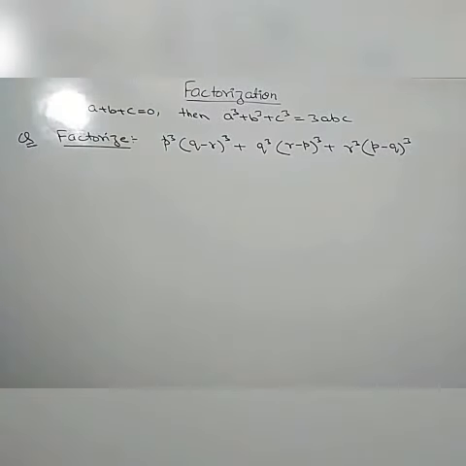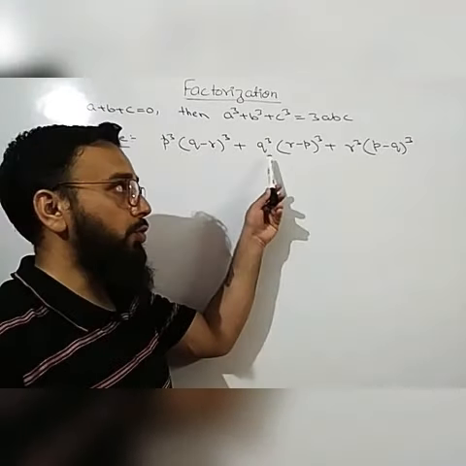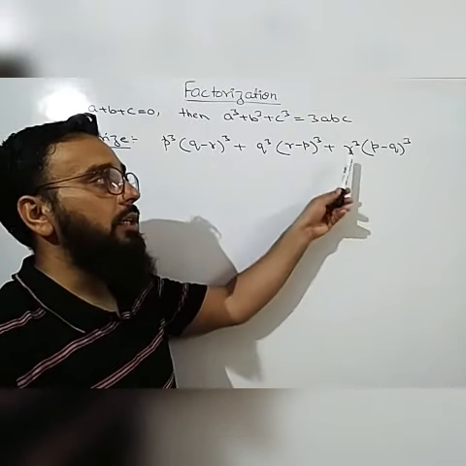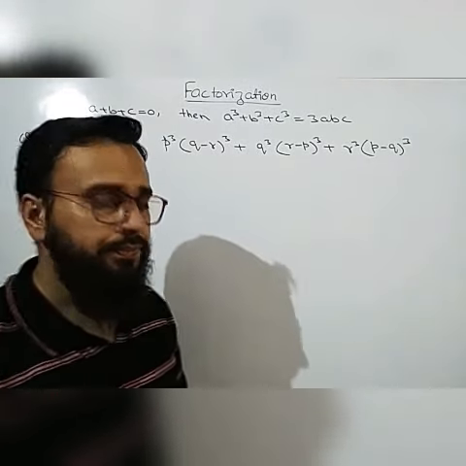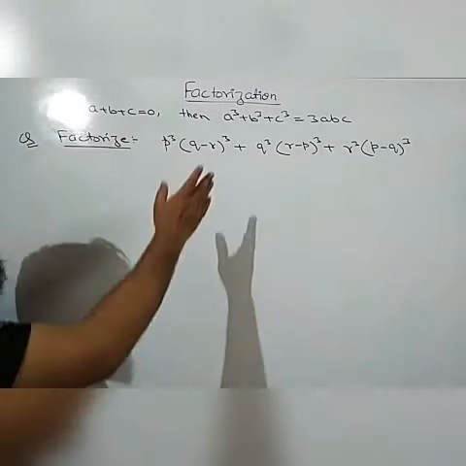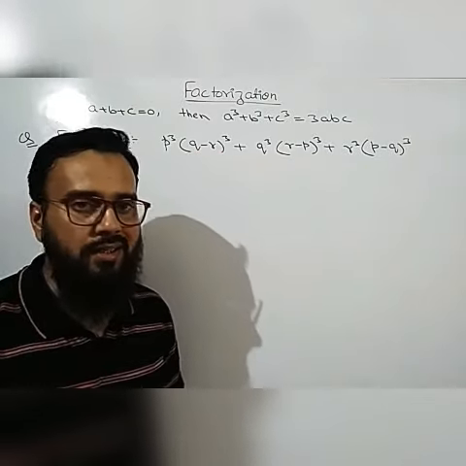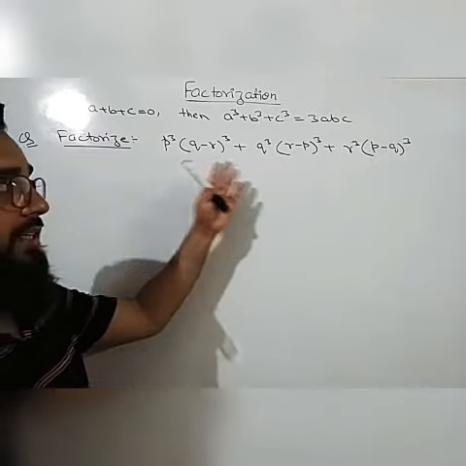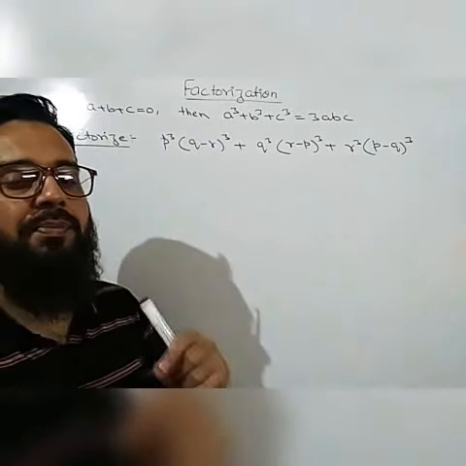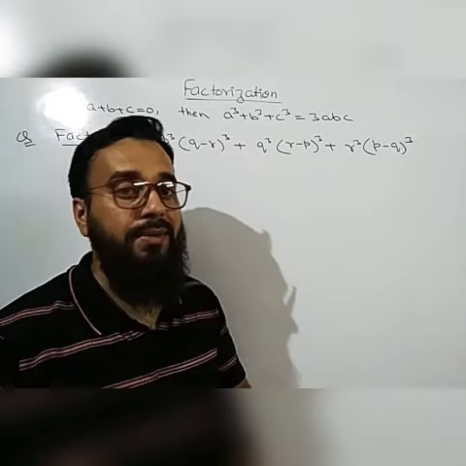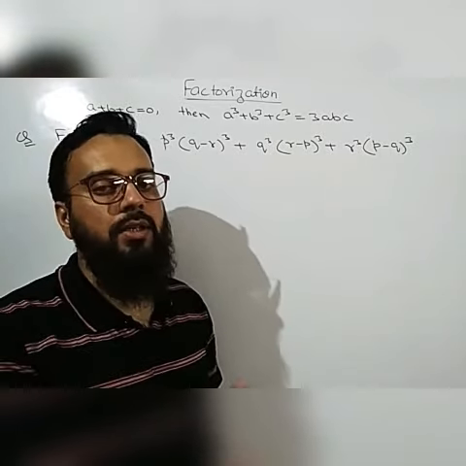Now we have to factorize this term: p cube (q minus r) whole cube, q cube (r minus p) whole cube plus r cube (p minus q) whole cube. Okay. So again, you can solve it by expanding all the terms, but that will be very lengthy. So first let us check. First we will convert it in terms of a cube plus b cube plus c cube, and we will check whether the sum a plus b plus c is 0 or not. If it is 0, then it will be very easy, we can directly put it equal to 3abc.